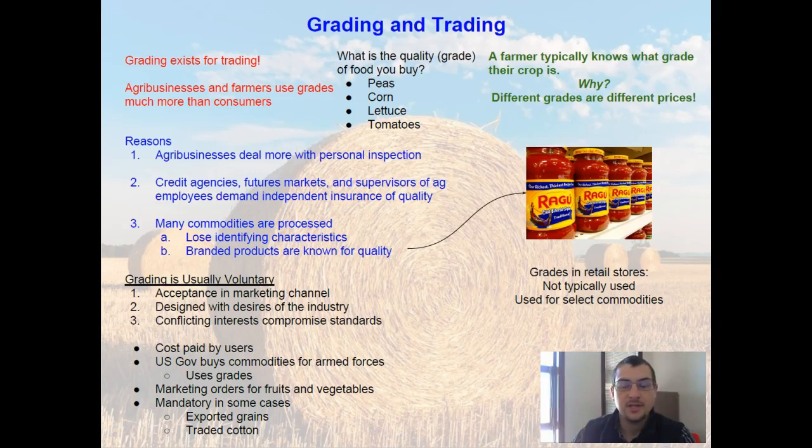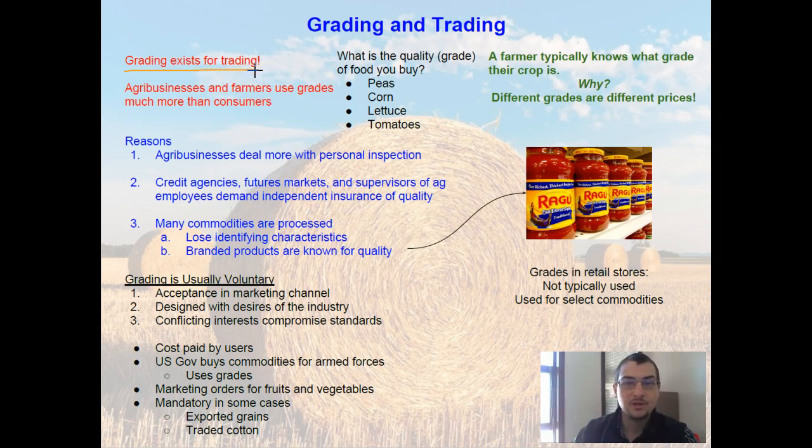When it comes to grade standards, who do you think might use it more? The producers or the consumers? Well, the answer to that question is mainly the agribusinesses, the producers. The producers use grades at a much higher rate, much more frequently than the consumers do. And that's the main reason that grading exists, is for trading.